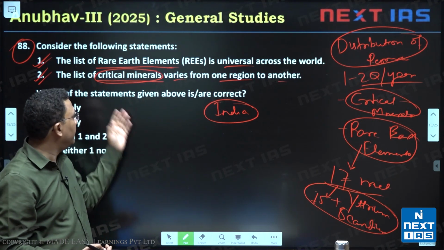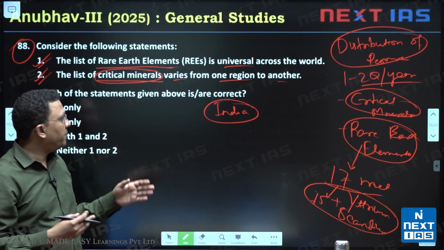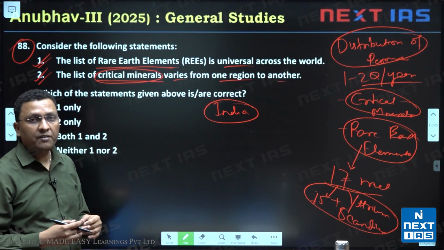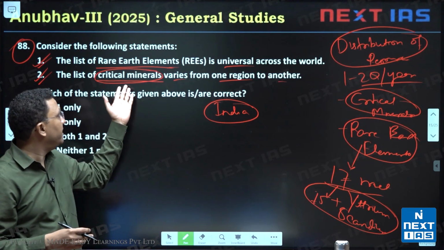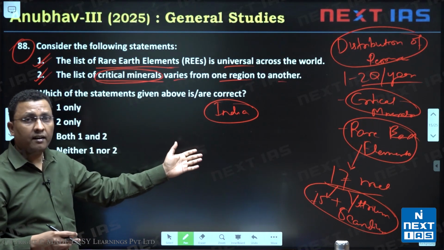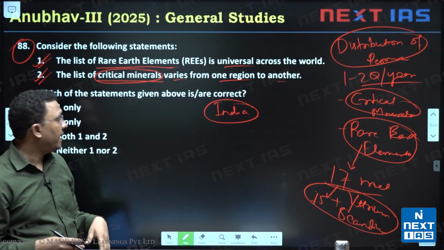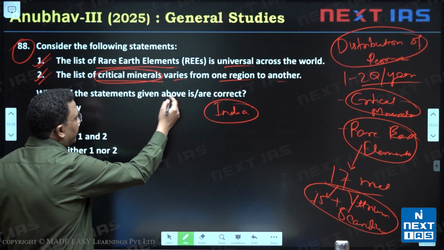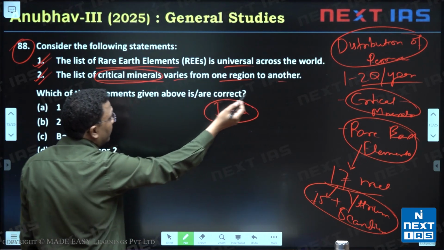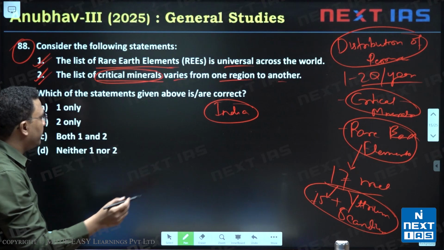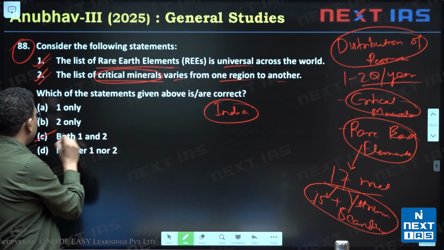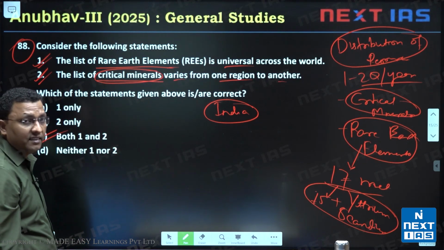So that means the list of critical minerals will depend upon the country. It will vary from one country to another, right? So any mineral can be a critical mineral for India but not for US, right? That means the list of critical minerals varies from one region to another. This is also correct. So which of the statements given above are correct? So both 1 and 2 are correct here. C is the correct answer.